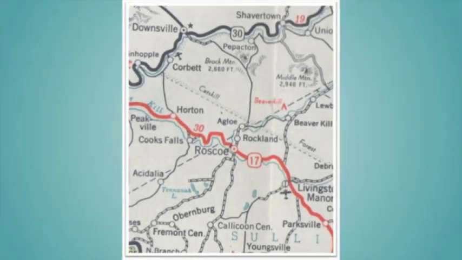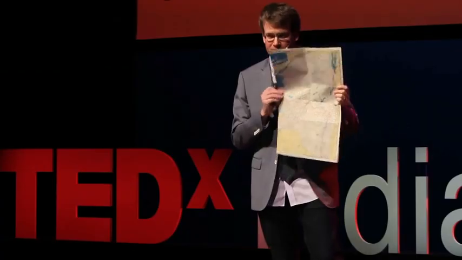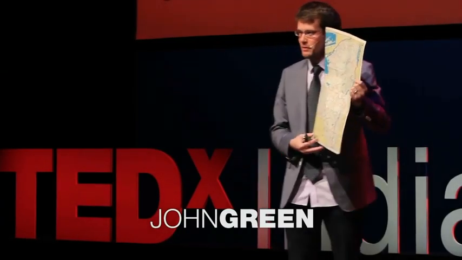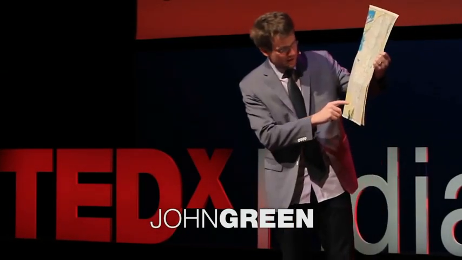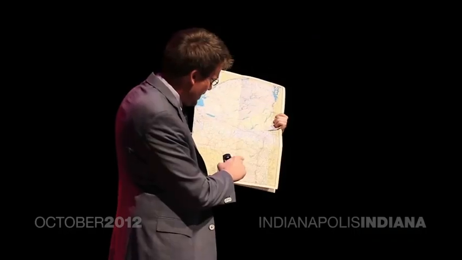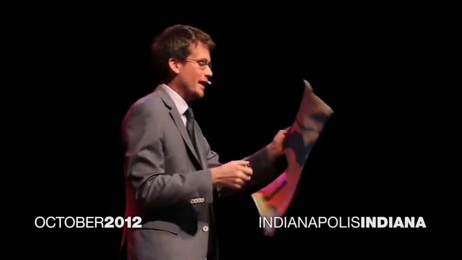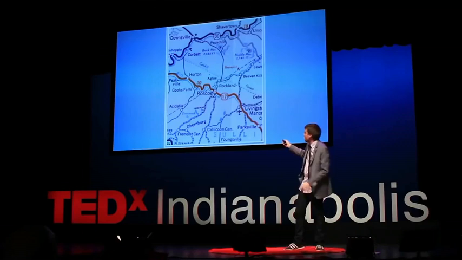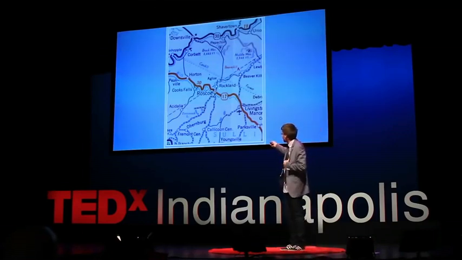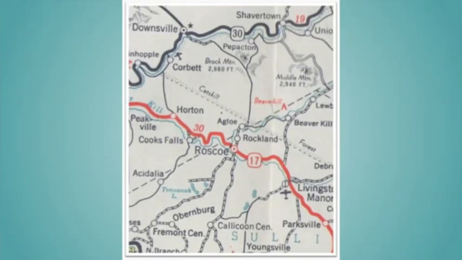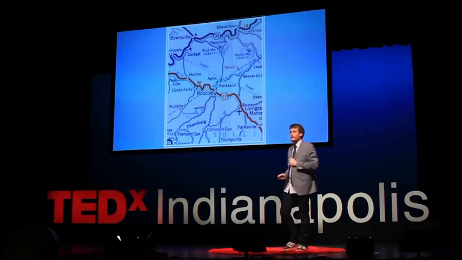This is a map of New York State that was made in 1937 by the General Drafting Company. It's an extremely famous map among cartography nerds because down here at the bottom of the Catskill Mountains, there is a little town called Roscoe, and then right above Roscoe is Rockland, New York, and then right above that is the tiny town of Agloe, New York.